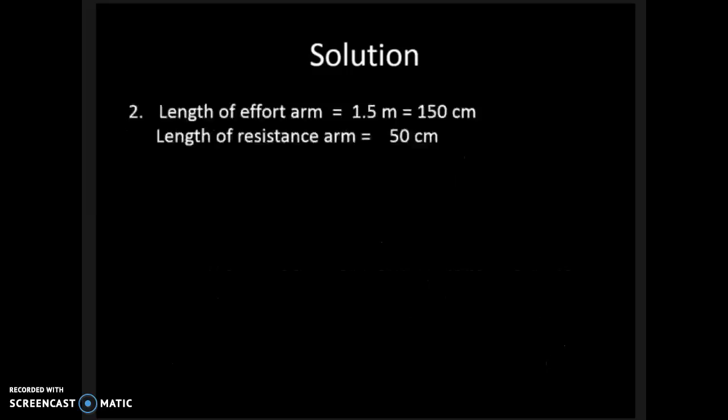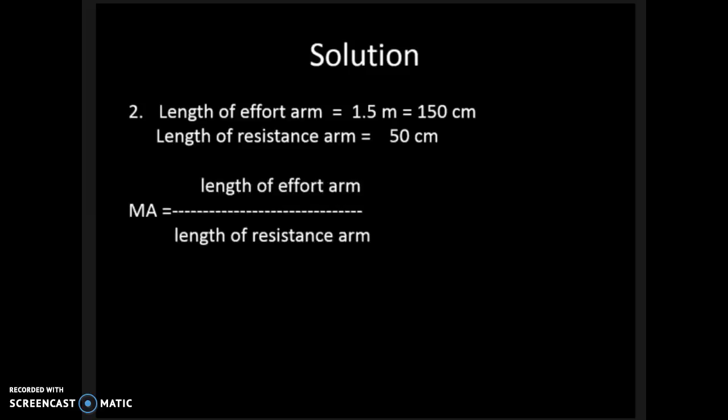So let's look at our solution. We have our effort arm. Here I've converted to centimeters instead. You can do that, it doesn't really matter. We have our effort arm, that longer side that the caveman is applying his force to, and we have the resistance arm, the shorter side. When we plug those into our equation, we get a mechanical advantage of 3.